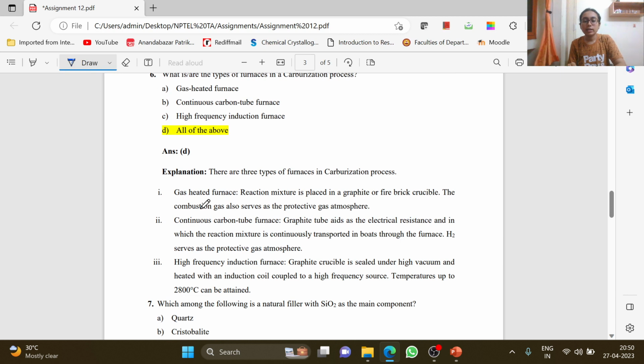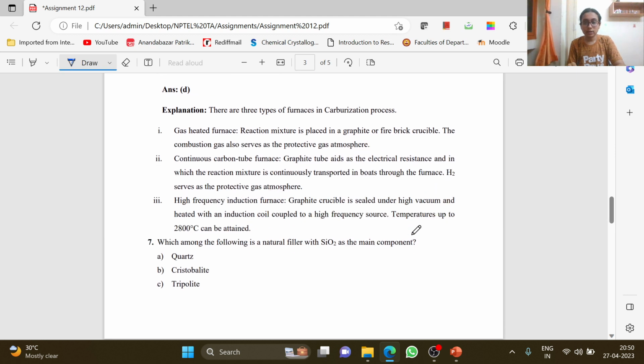In the gas heated furnace, the reaction mixture is placed in a graphite or fire brick crucible, and the combustion gas also serves as a protective gas atmosphere. In continuous carbon tube furnaces, a graphite tube acts as the electrical resistance, and the reaction mixture is continuously transported in boats through the furnace. Hydrogen gas serves as the protective gas atmosphere here.